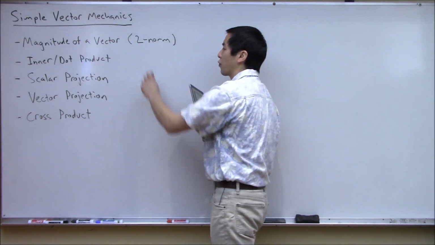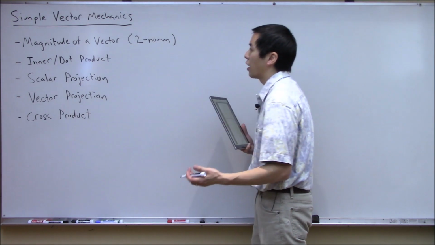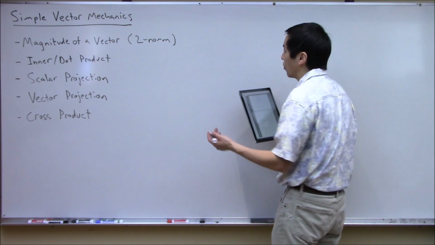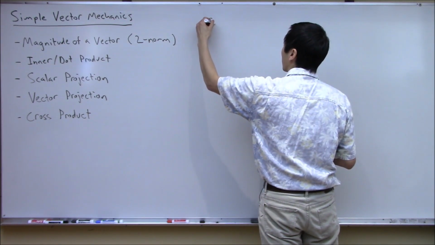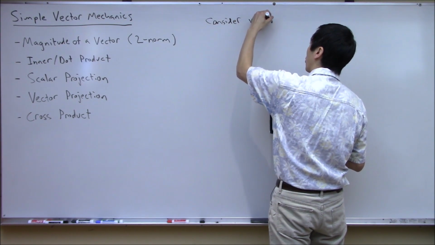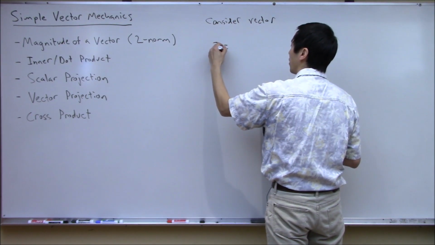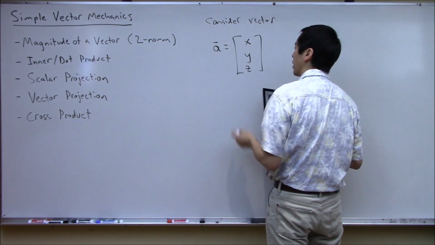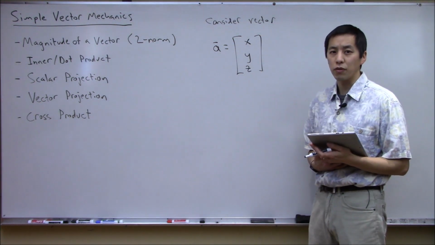So why don't we start with this first concept here, calculating the magnitude of a vector, also known as a 2 norm. To start with, let's consider a very simple vector in 3 dimensions. So let's say this might look like it has an x, a y, and a z component to it, right? It's a 3-dimensional vector, right?